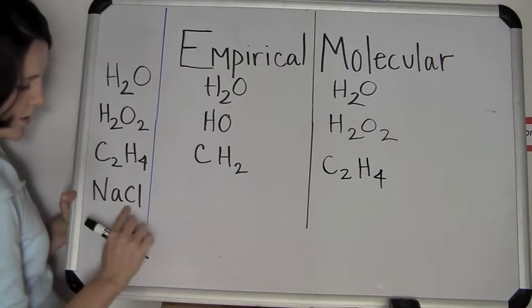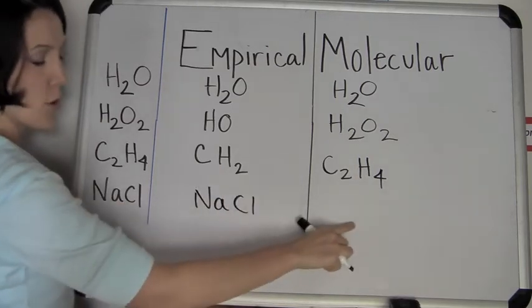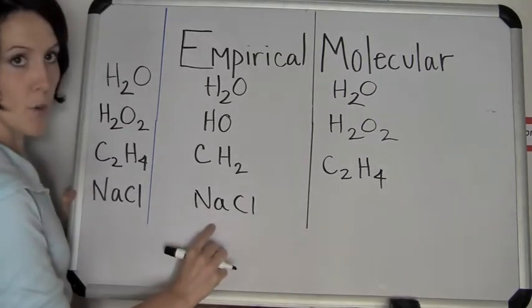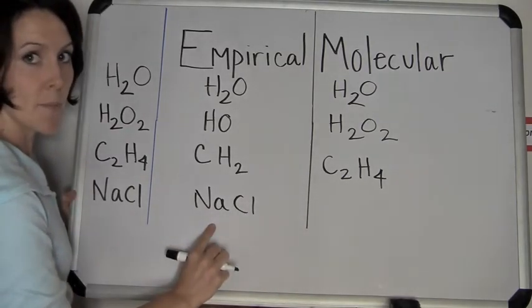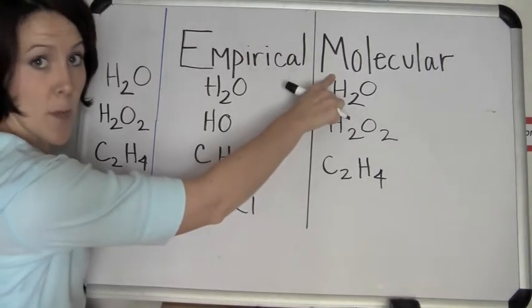What about sodium chloride? Sodium chloride is a 1-to-1 ratio. And so the molecular formula would be the same, but with ionic compounds, the empirical formula is what we use to represent them. Chemists prefer using molecular formulas because it has more information.